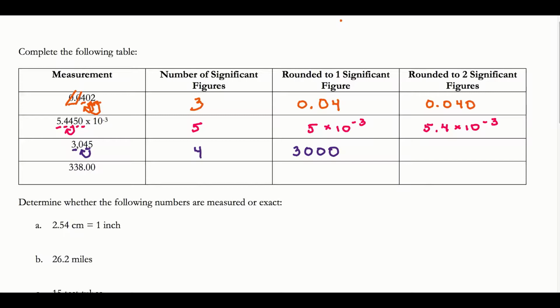So the problem is that I'm going to actually have to first convert this into scientific notation in order to get 2 sig figs, which is fine. We learned how to do that. So I have 3,045. I've got an implied decimal right here. So I'm going to move it 1, 2, 3 places. So that gives me 3.045 times 10 to the third. Okay, that is four significant figures right now, and I only want 2.